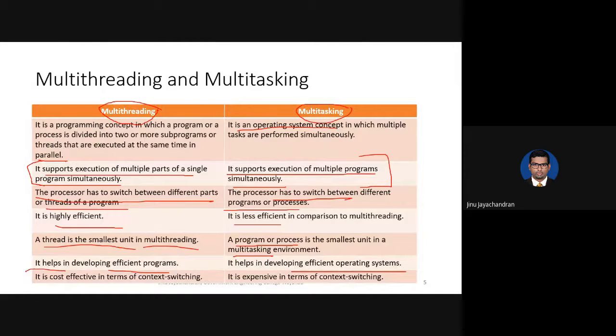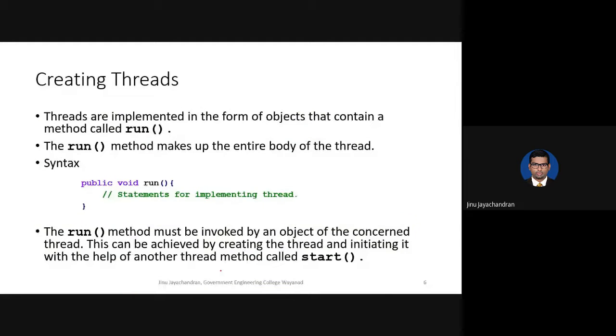Threading is cost effective in terms of context switching. So we have talked about switching in threads, which is called context switching. But it is expensive if you are switching in multitasking. Now, how will you create threads in Java?